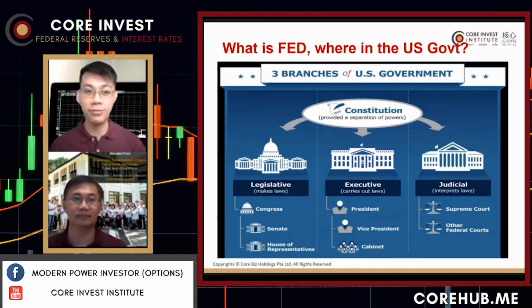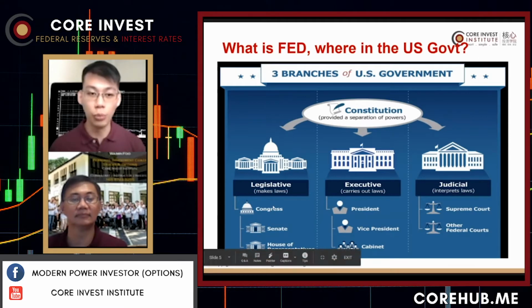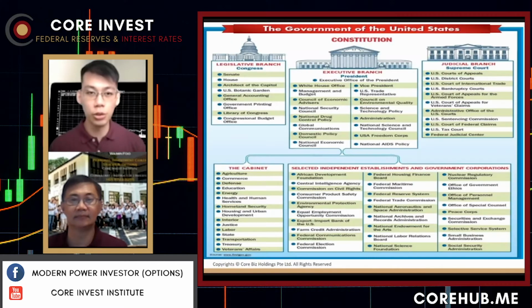So what is the Fed and where does it stand in the US government? Right. So there are 3 branches of the US government, as stated in the Constitution: the first is the legislative, the second is the executive, and the third is the judicial. The legislative, the Congress, the Senate, and the House of Representatives, will make the law. Then the president, the vice president, and the cabinet will carry out the law. And lastly, the Supreme Court and the other federal courts interpret the law. So there are 3 branches. Where does the Federal Reserve really stand?